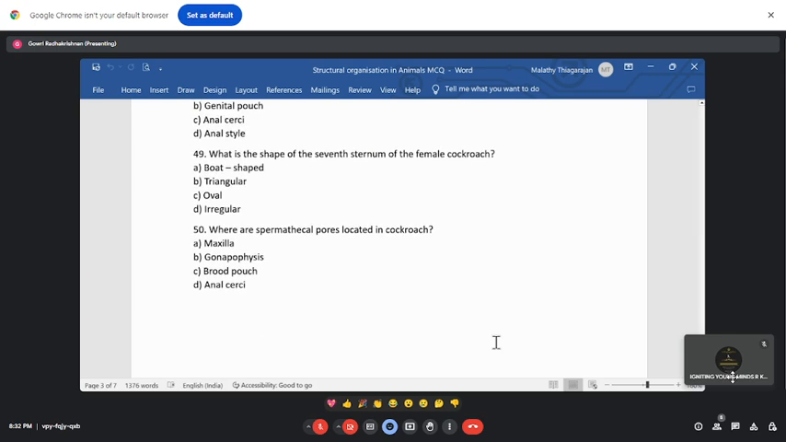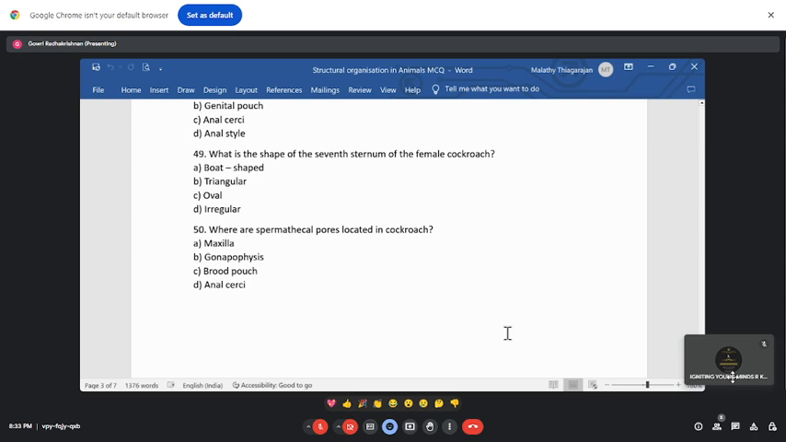All right, what is the shape of the 7th sternum of the female cockroach? Option A, that is boat shaped. Where are spermathecal pores located in cockroach?